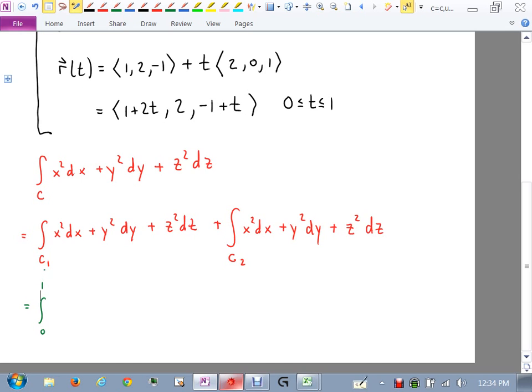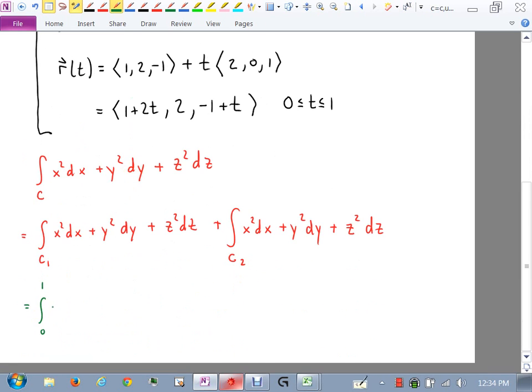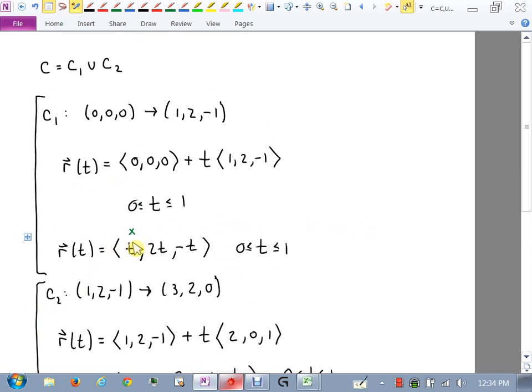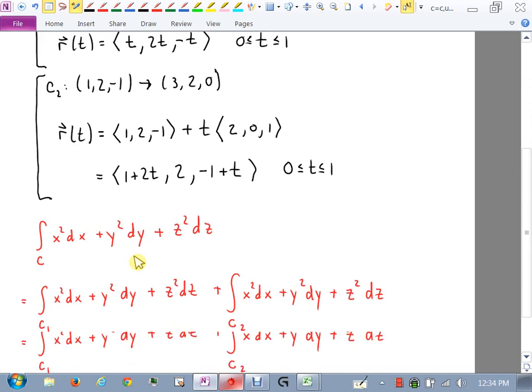I'm going to keep it all together. What is x squared on C1? So go up here. X is what? X is t, right? So x squared would be t squared, times dx. Well, x was t, so dx would be 1 dt.